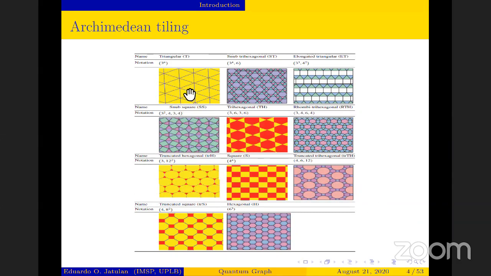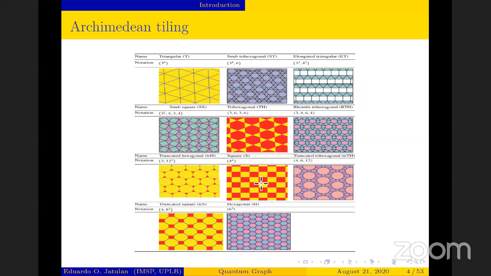We have here the triangular tiling, which means we have six triangles around a vertex. The three means we have the three sides of a polygon, then six triangles around a vertex. Then we have the snub trihexagonal tiling, which means we have four triangles and one hexagon, and so on, up to the most complicated one here, the truncated trihexagonal tiling. All in all, we have 11 Archimedean tilings.